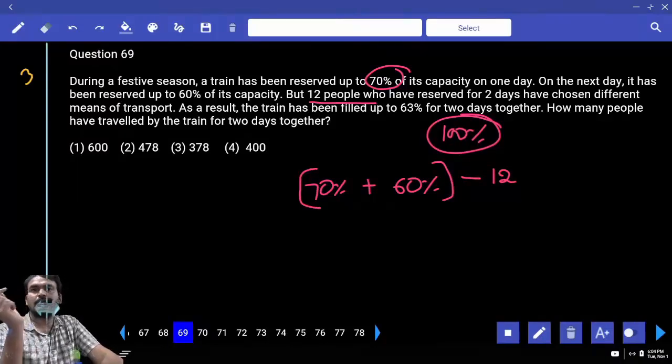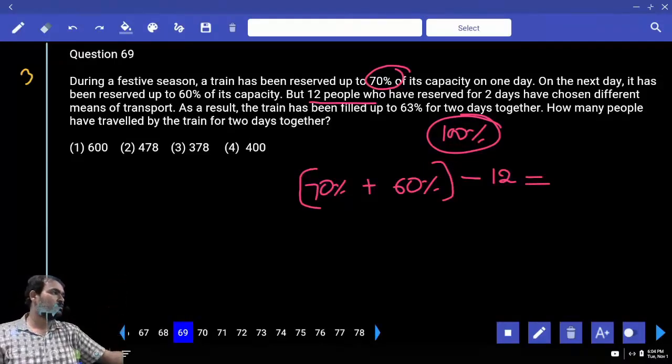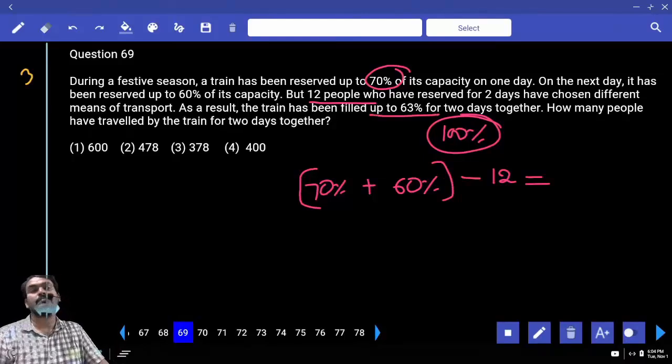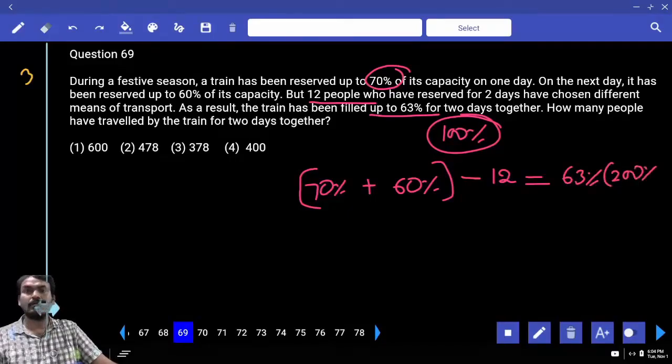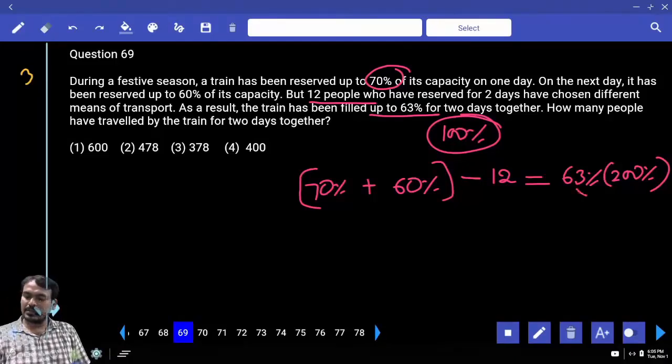Out of 130%, 12 are reserved both the days or not? Then we are subtracting 12 members. We get the reserved for first day and also second day total members or not? The same total members, it is also equal to first day actual seats 100%, second day actual seats 100%, total it is 200%. Out of 200%, how much percent are filled? 63%. Then we write 63% of which one? 200% or not? 63% of 200%. Left hand side filled up after 2 days. Right hand side also filled up after 2 days or not? What is the 63% of 200%?